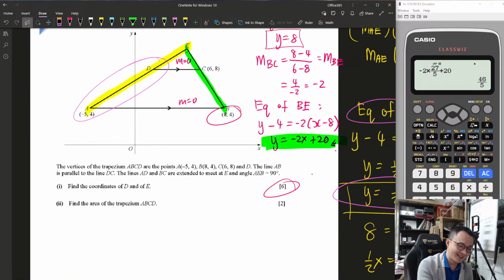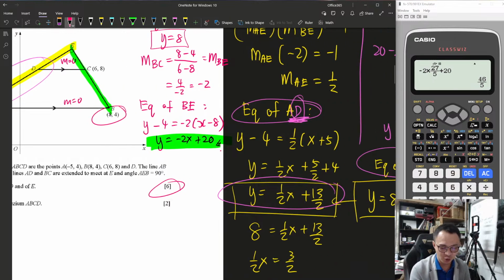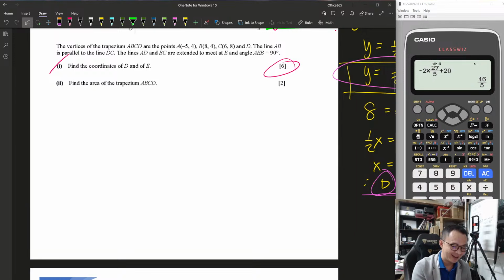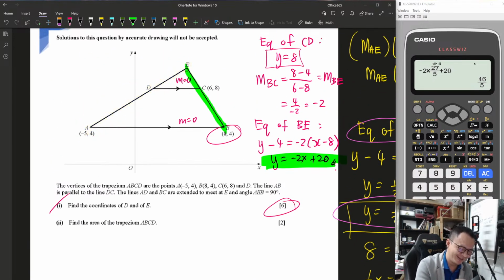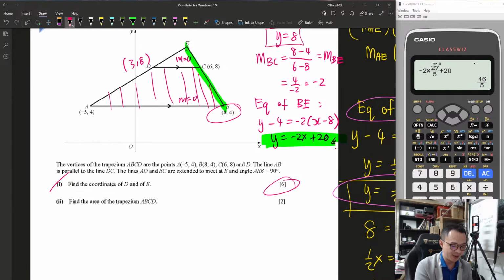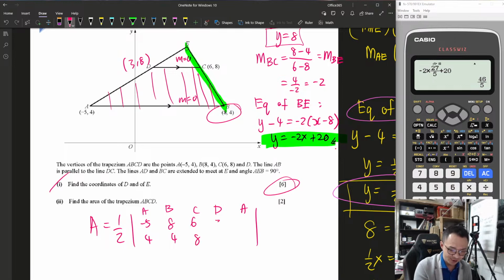Yep, I successfully get my 6 marks. Find the area of the trapezium. Okay, write down the coordinates I have. D is 3, 8. Luckily, I don't need to use the coordinate E because I have a lot of decimals. So I want to find the area of the trapezium. Use back the area formula. Half. Write the coordinate A, B, C, D, repeat A. A is -5, 4. B is 8, 4. C is 6, 8. D is 3, 8. Repeat the first one, -5, 4.